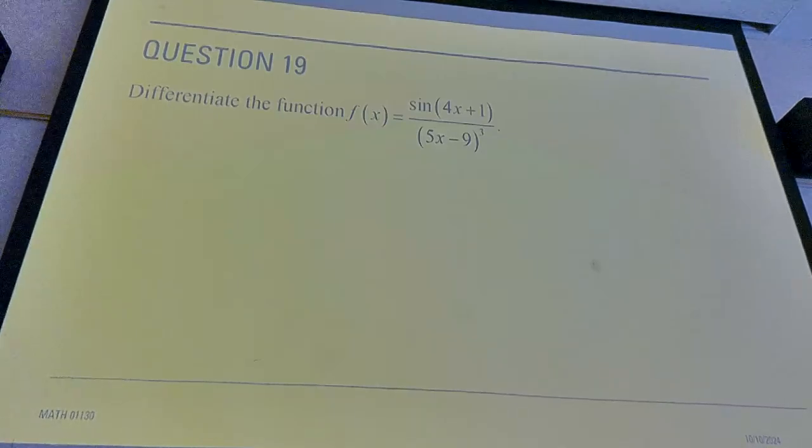What kind of function are we dealing with? Quotient. And what did the quotient rule say? You want me to read the formula? Just tell me what it is. The bottom function times the derivative of the top function minus the top function times the derivative of the bottom, over the bottom squared.